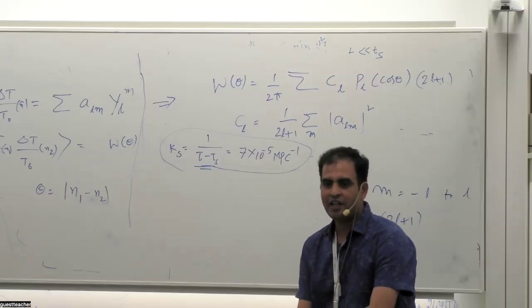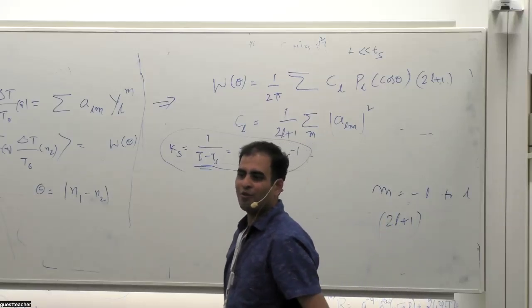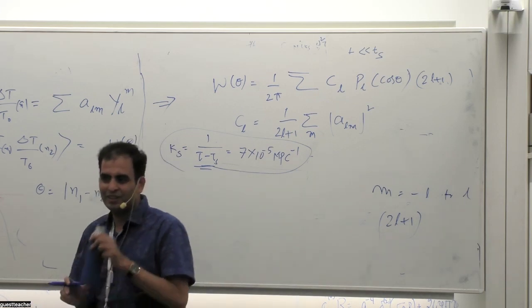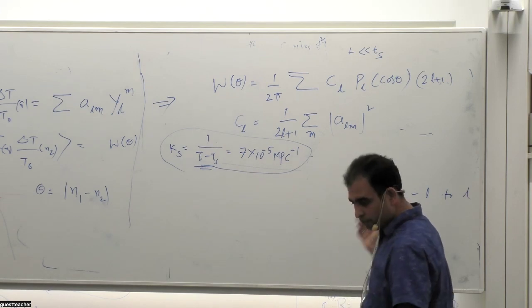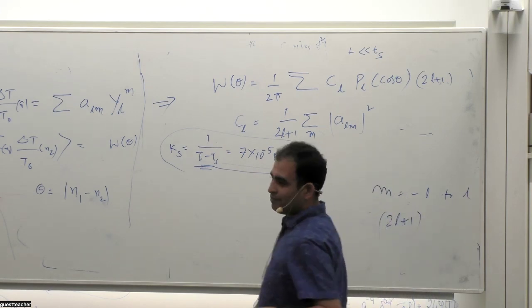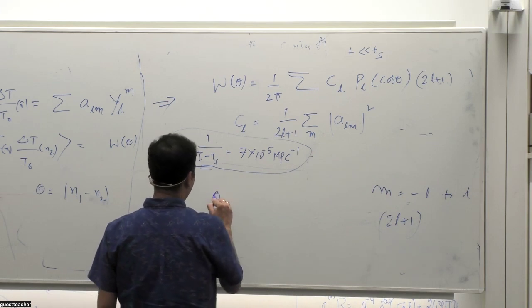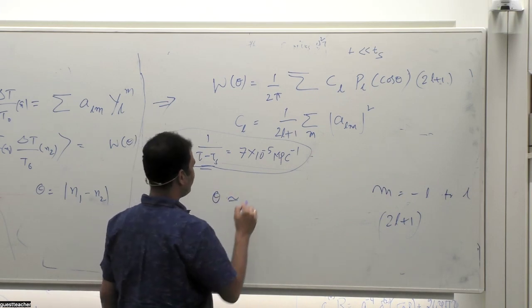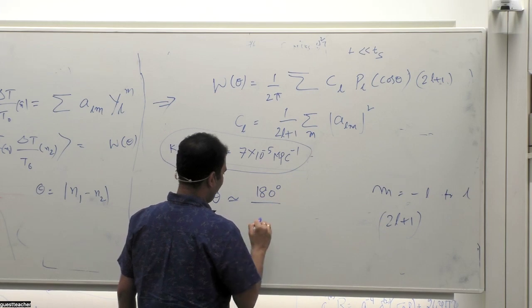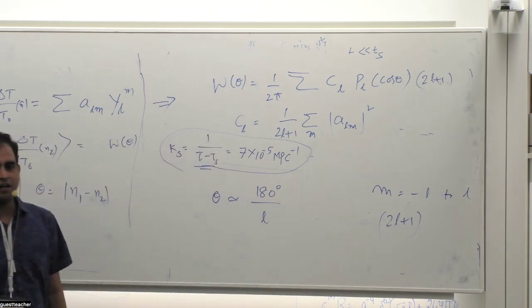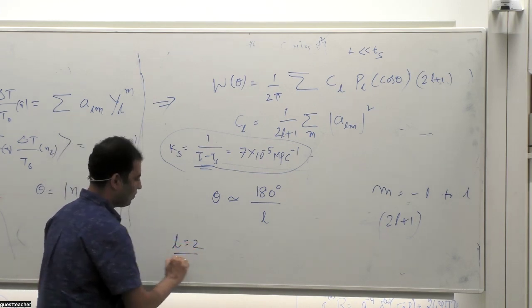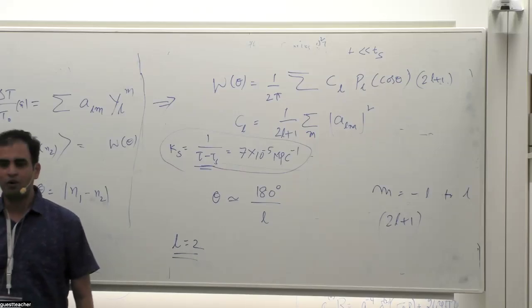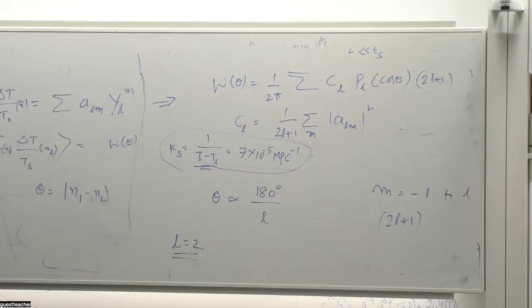Okay, this already tells you if L is small, you have only a few data points. If L is large, you have more data points. And there is a relation between theta and L, which is approximately 180 degrees by L. And in the CMB, we always start with L equal to 2. L equal to 1 is excluded. There is a very fascinating reason for that.